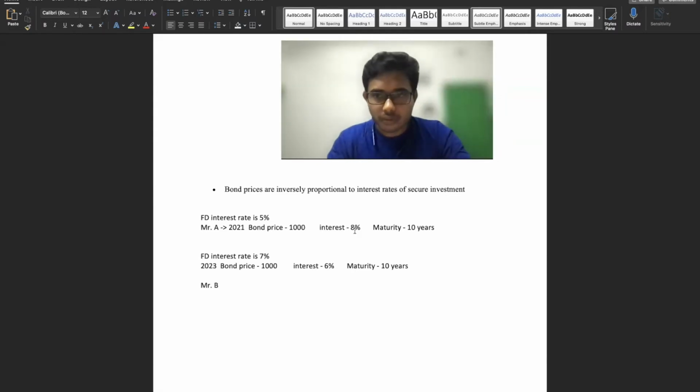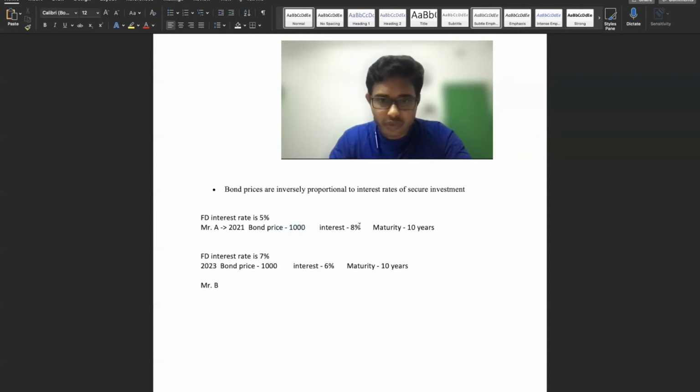Because investors like us don't prefer corporate bonds or any other government bonds. They prefer FD, right? If we get more interest, then only we can think of corporate bonds or other government bonds. So each bond has an interest rate which is more than FD. So let's say that this bond price is 1,000 and the interest rate is 8%.